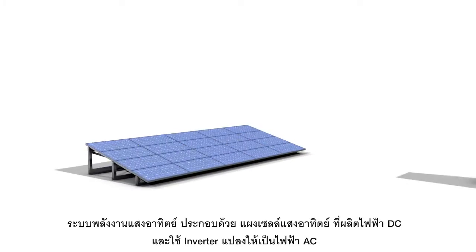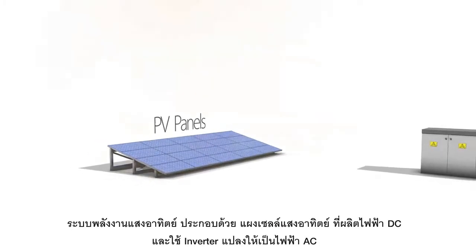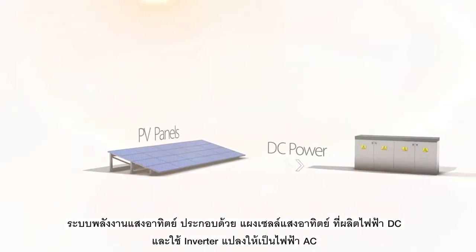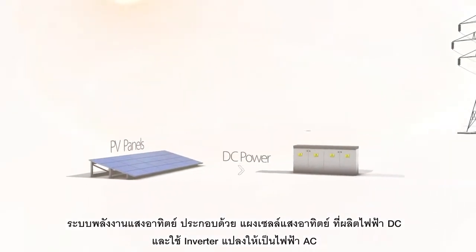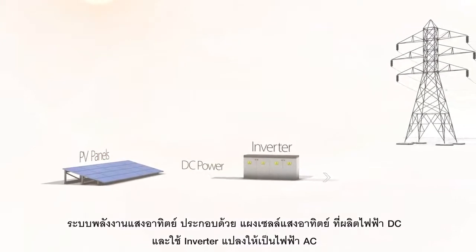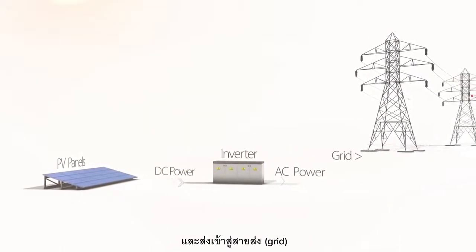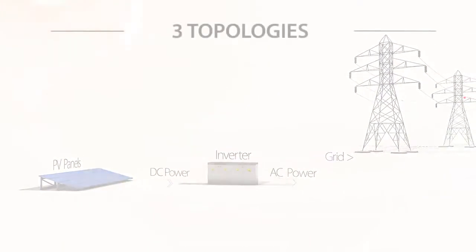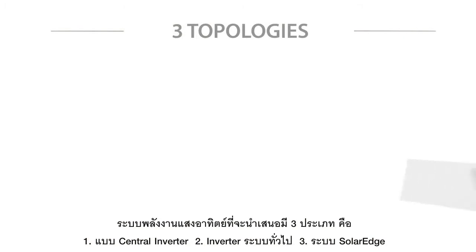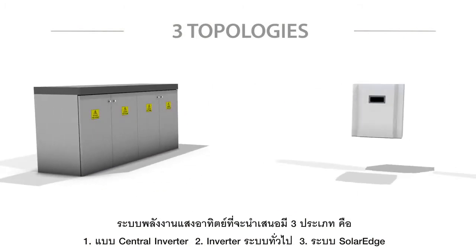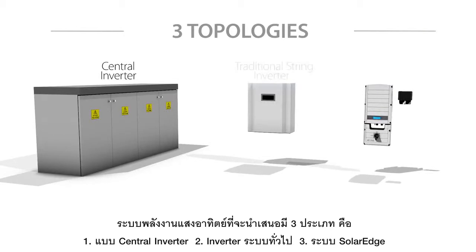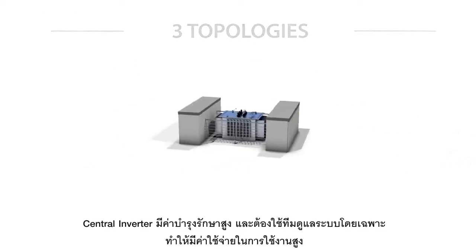A photovoltaic system is made up of panels which produce DC power when exposed to sunlight, and an inverter which converts the DC power into AC power that is fed into the utility grid. In commercial rooftop and ground mount PV systems, there are three different inverter topologies: a central inverter, a traditional string inverter, and the SolarEdge Solution.